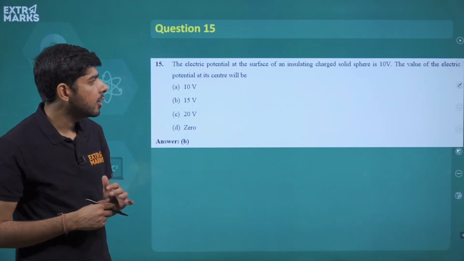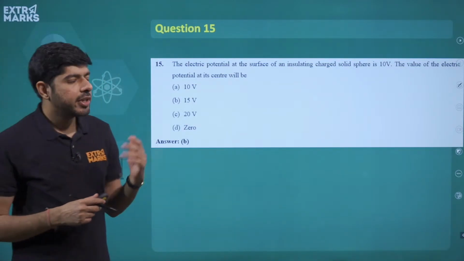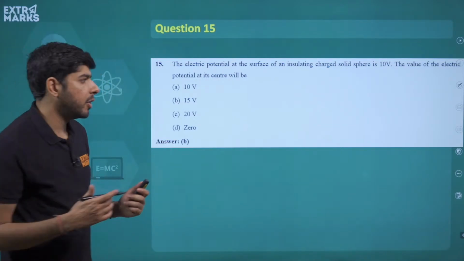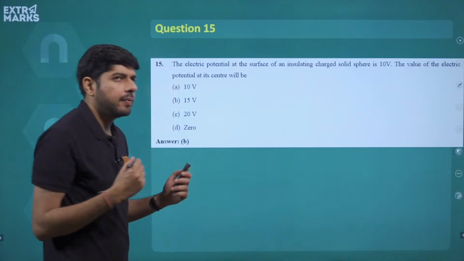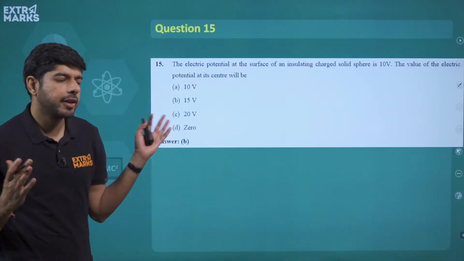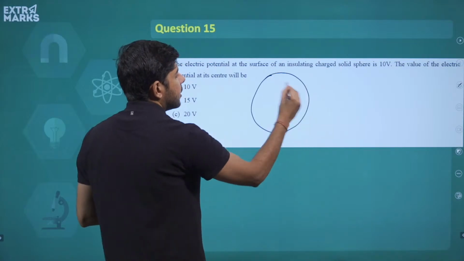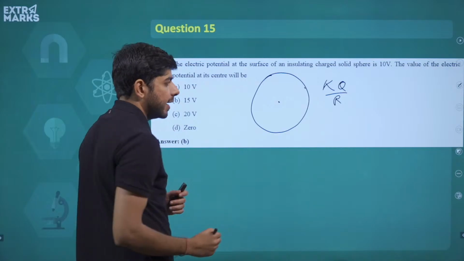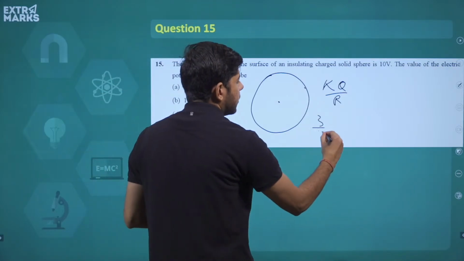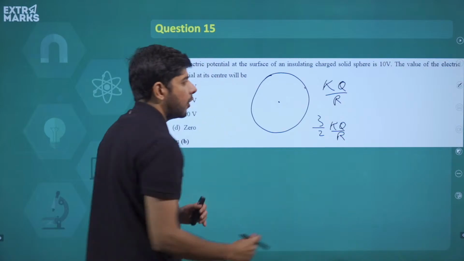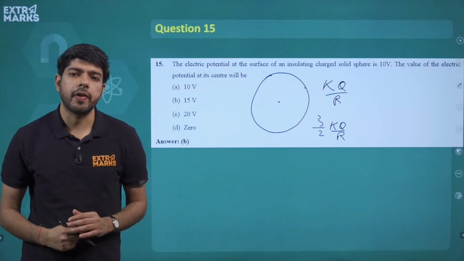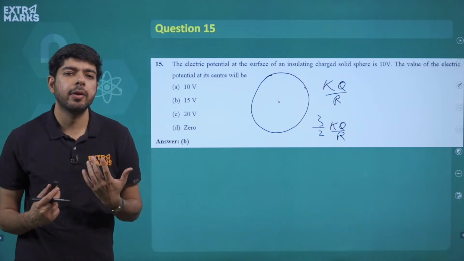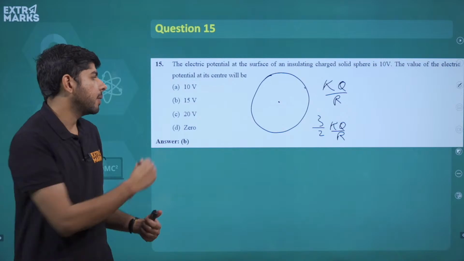Okay, next one. On the surface the potential is 10 volt, what is the potential at the center? So guys, this you need to remember. If you don't remember the exact formula, it is fine. You just need to remember that the potential at the surface is kq by r, right? And the potential at the center is 3 by 2 kq by r. So this is for a solid non-conducting sphere, alright, 3 by 2 kq by r. So kq by r is 10, so what is going to be 3 by 2 kq by r? That is going to be 10 into 3 by 2, so 15.